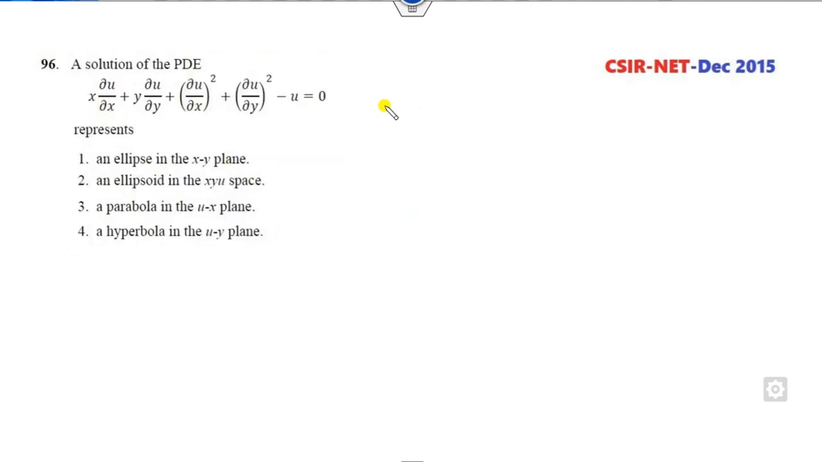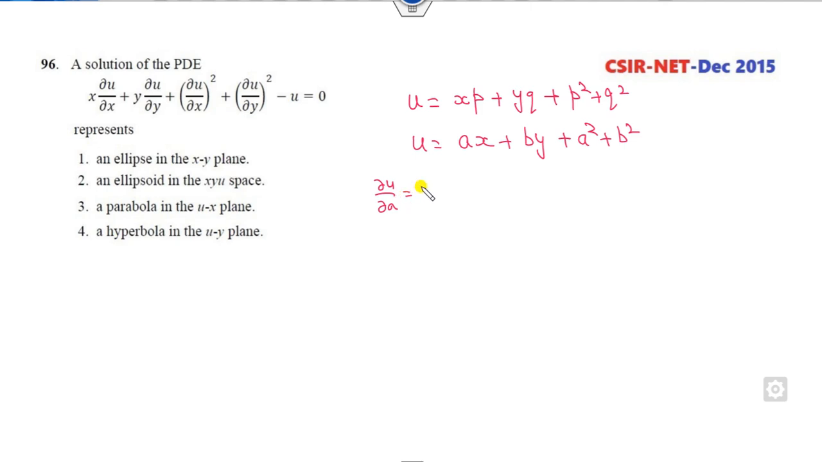Okay, now look at this one. So I can find the value of u in terms of p, q. This is xp, this is yq, this is p square plus q square. So what is that? This is again a Clairaut's equation. So solution is ax plus by plus a square plus b square. There is no initial condition, so you can find the solution by using the singular solution. So this is x plus 2a, y plus 2b. So a will be minus x by 2, b will be minus y by 2.